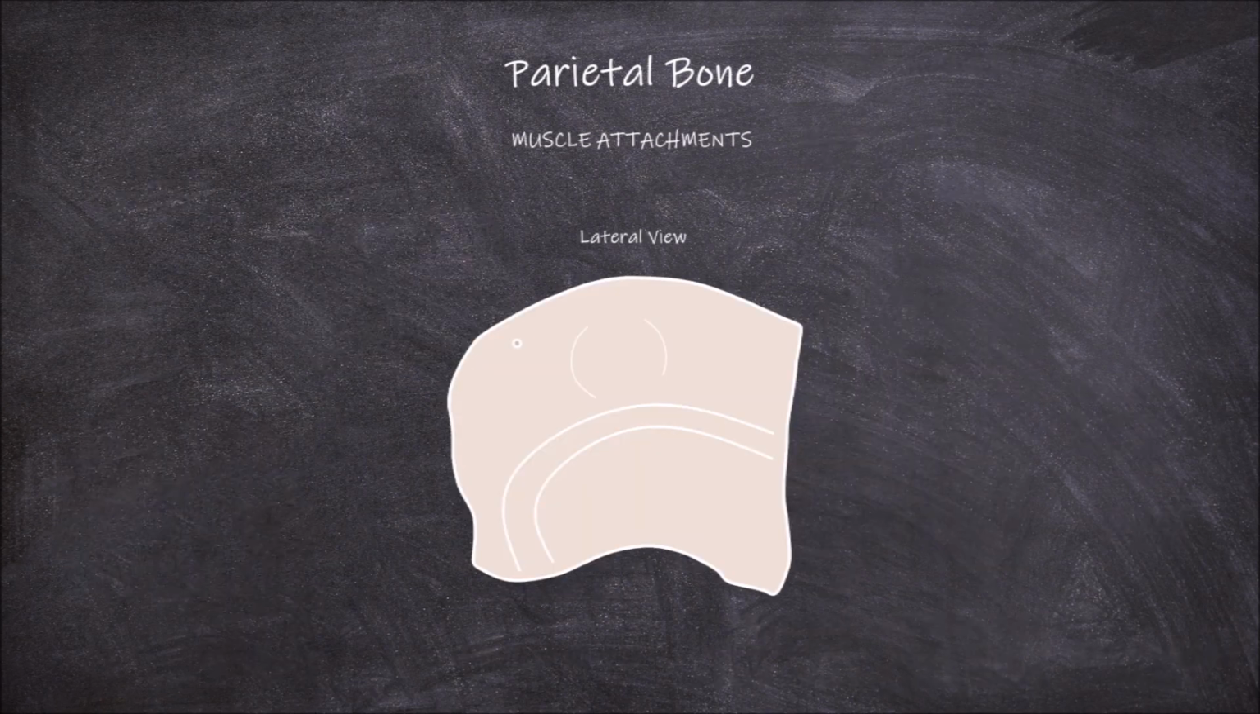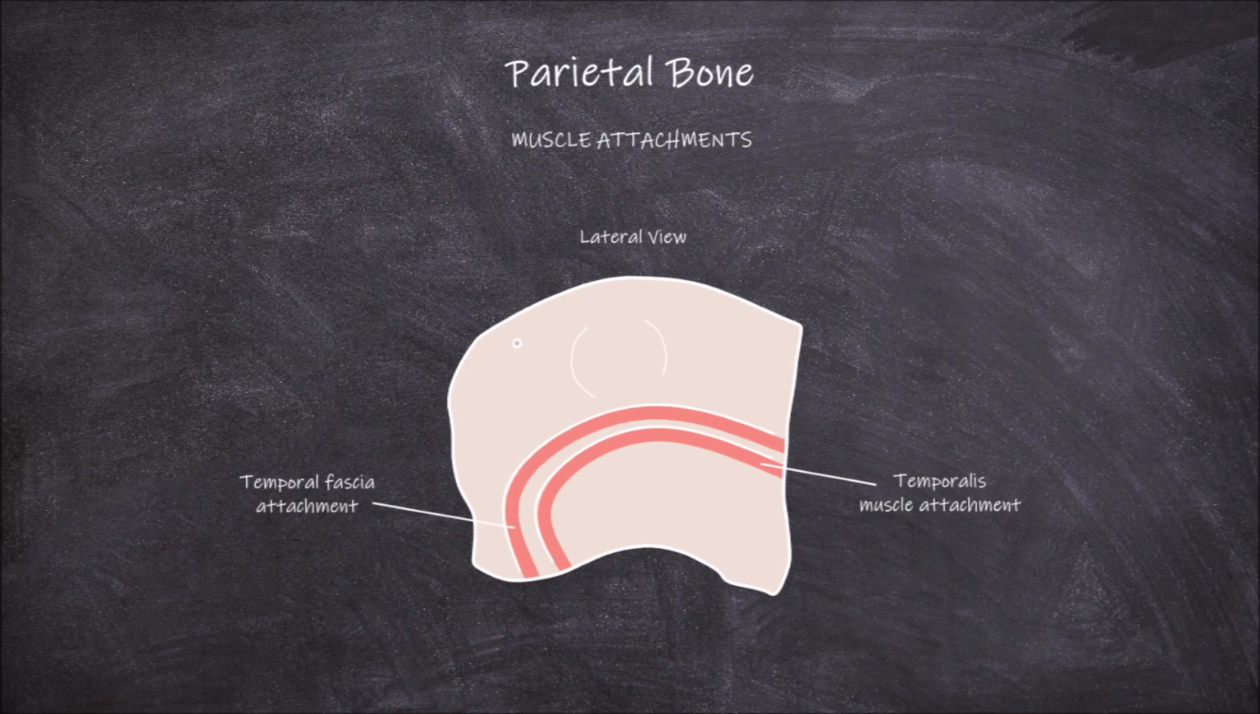What about the muscles that attach to this bone? A large portion of the temporalis muscle originates from the inferior temporal line. The temporal fascia is a layer of fibrous tissue that covers the temporalis muscles and attaches onto the superior temporal line. And that concludes this video on the structure of the parietal bone.